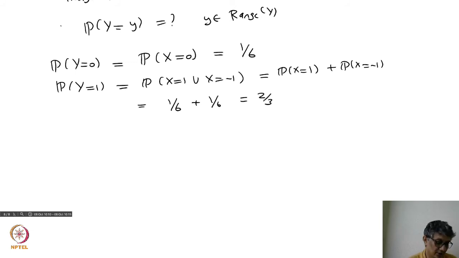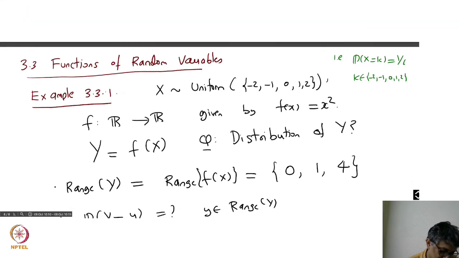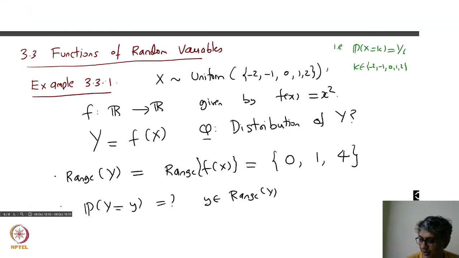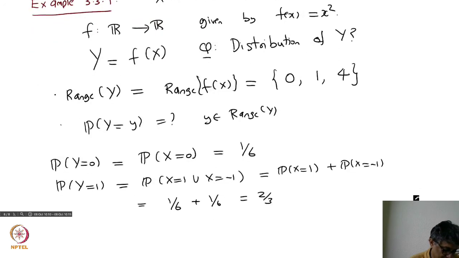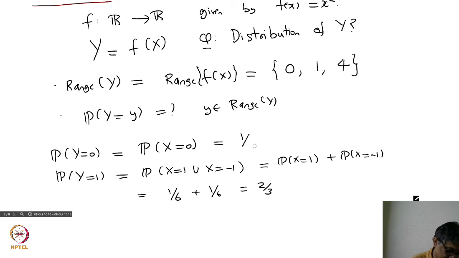Oh, sorry. Is it 1/6 or 1/5? I'm sorry. How many numbers are there? There are 1, 2, 3, 4, 5. I'm sorry about that. So there are 5 numbers, so I should correct this a little bit. This is 1/5, and all of these are 1/5. I go back again, and this is 1/5 plus 1/5, and that's 2/5.